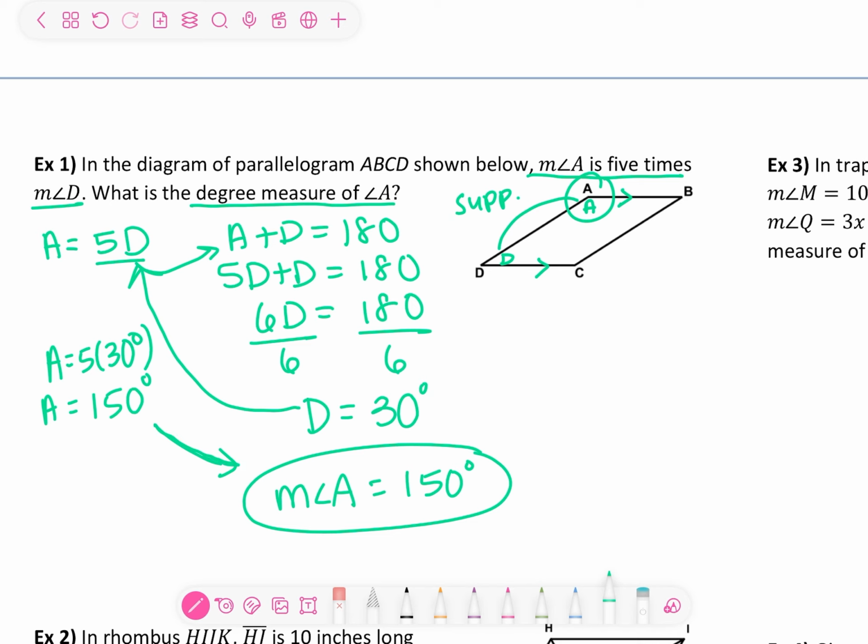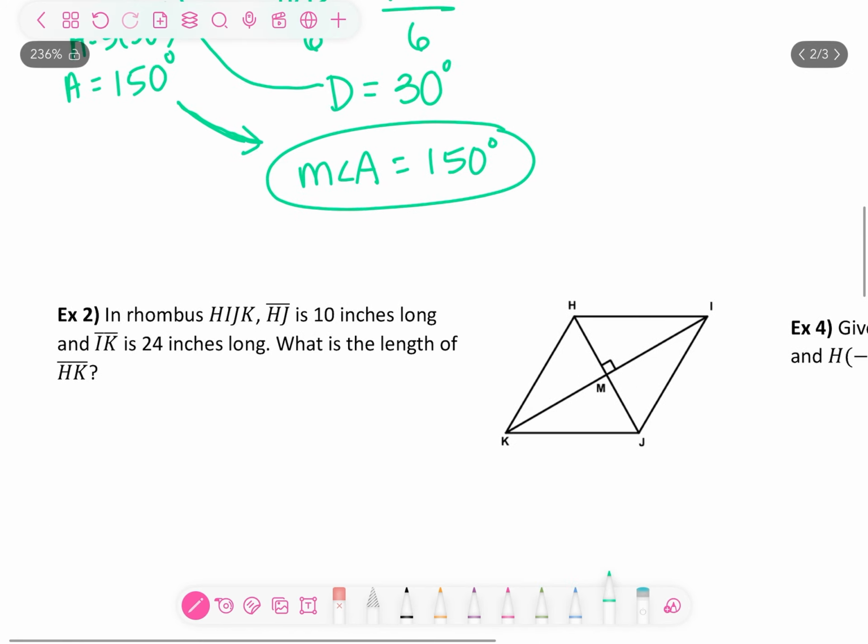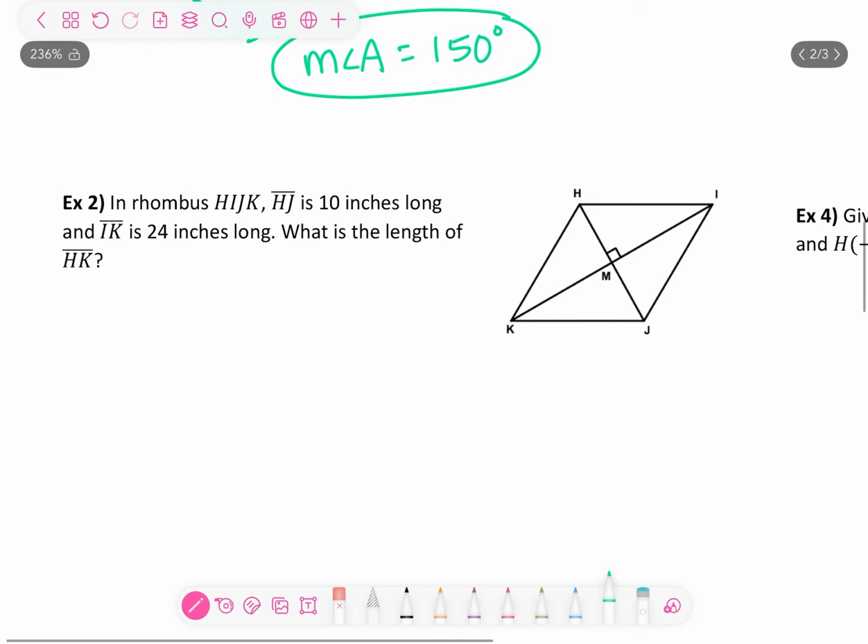Okay. So next one, example 2. In rhombus HIJK, HJ is 10 inches long and IK is 24 inches long. What is the length of HK? Okay, so first of all, what are we talking about? What shape? We're talking about a rhombus. So this is a rhombus.